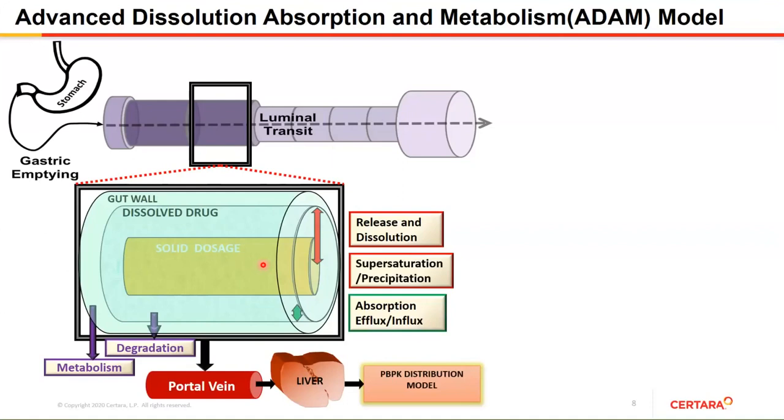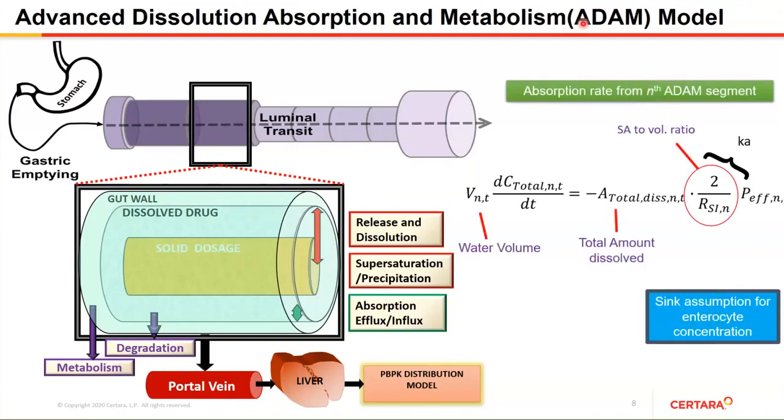Once the drug gets into the portal vein, it goes to the liver. It can be first pass metabolized, and then it can be linked with a minimal PBPK or a whole body PBPK model. Also, the drug is transiting from one compartment to another. The drug and the fluid are both transiting from one compartment to the next with the use of first order transit constants.